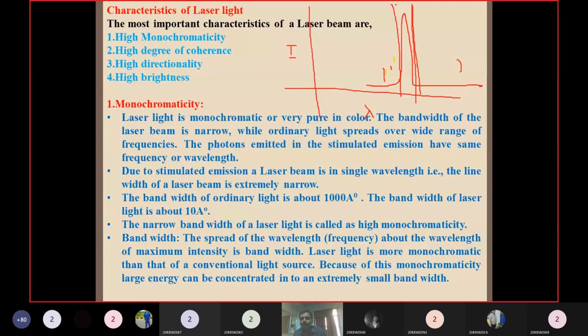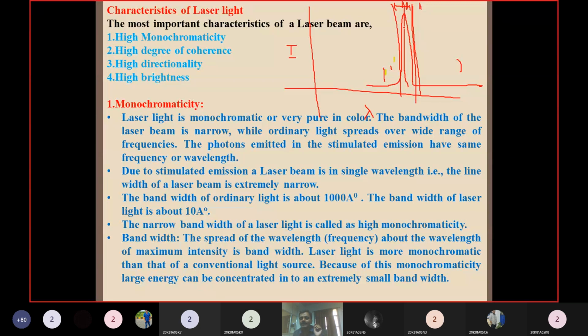Here it is approximately 10 angstroms at maximum. What is the bandwidth in terms of wavelength? It is only 10 angstroms. The distance between these two points is just 10 angstroms. That means this is a very sharp peak compared to ordinary monochromatic light. Laser light has very little bandwidth, so it is pure in color. Pure in color means, if you take an orange laser, exactly 598 angstroms.